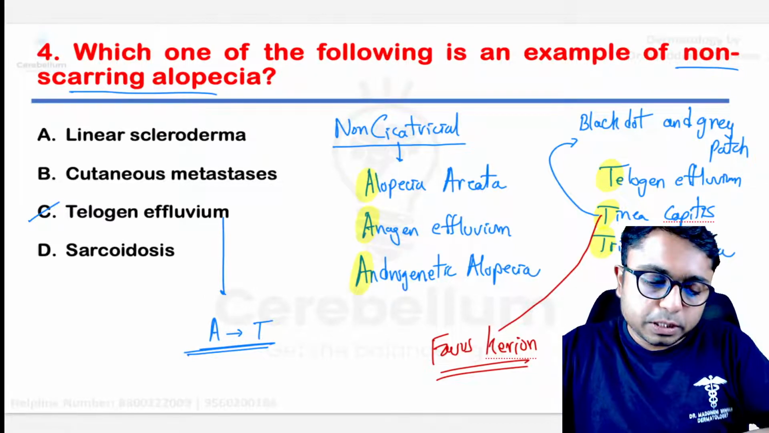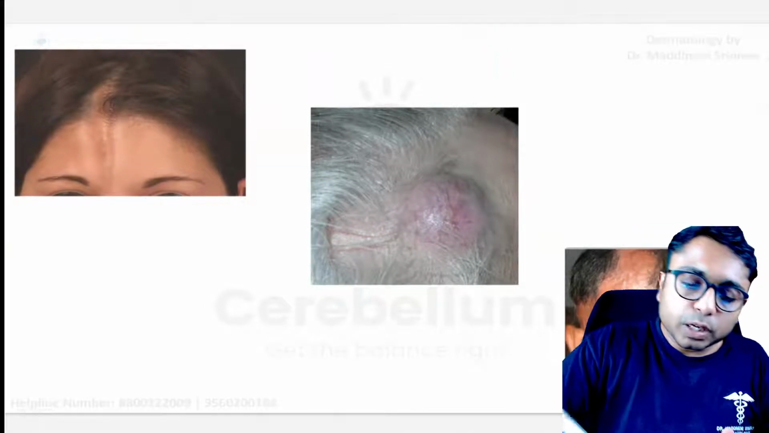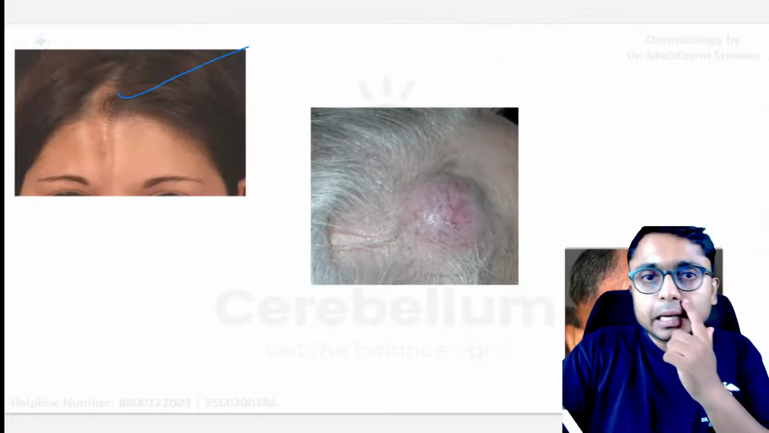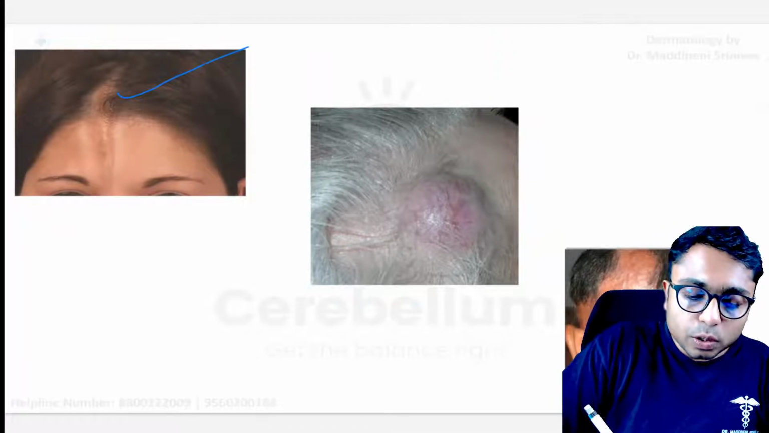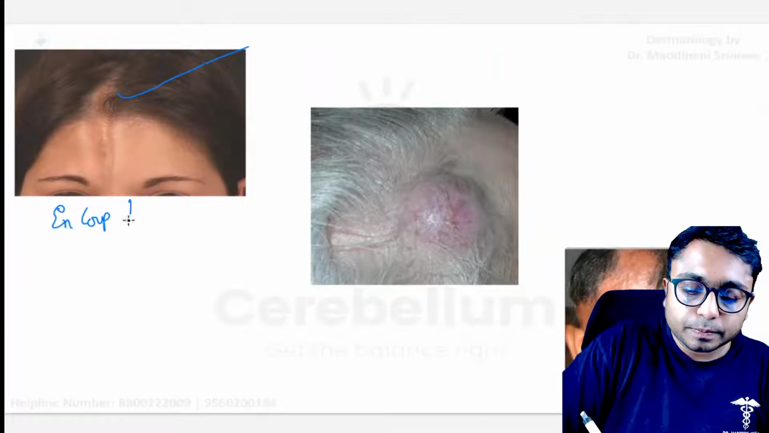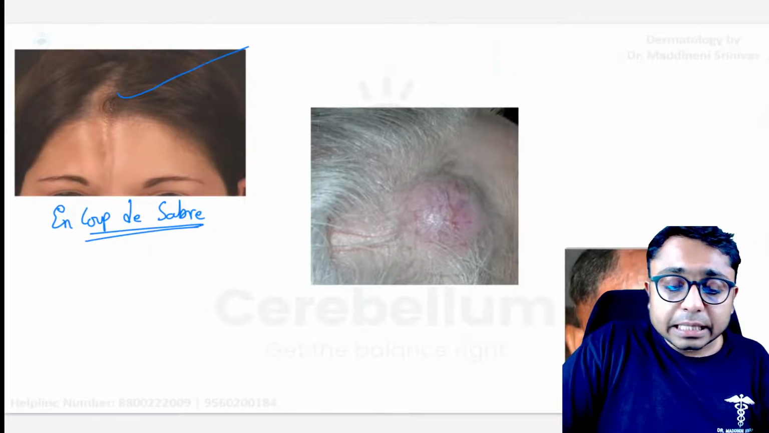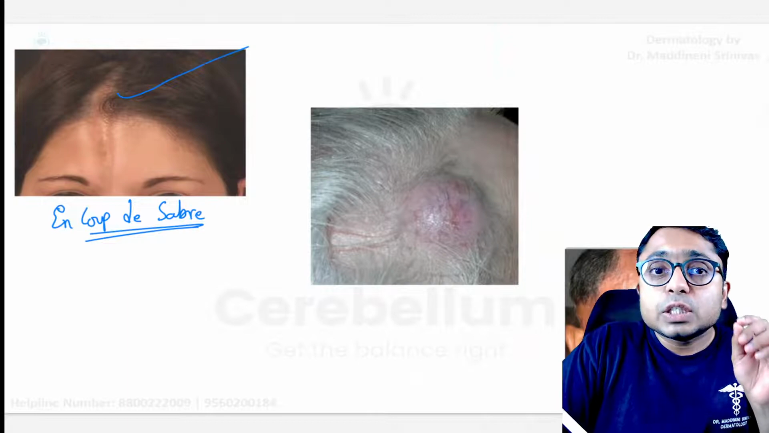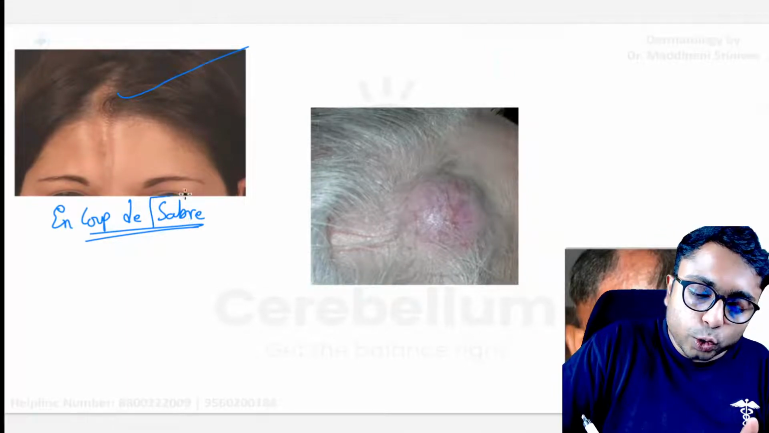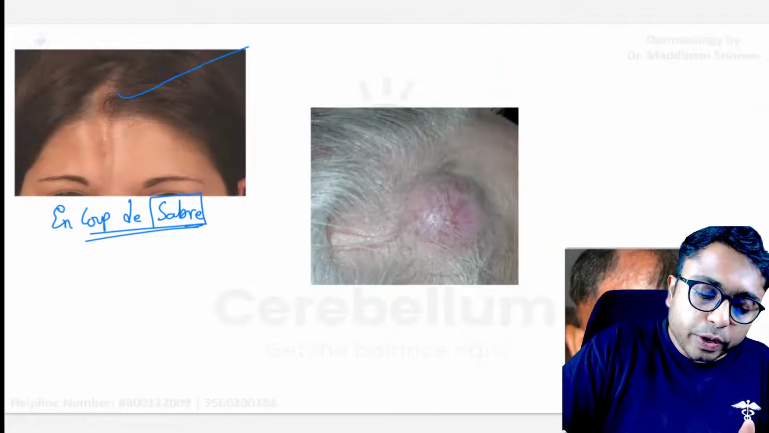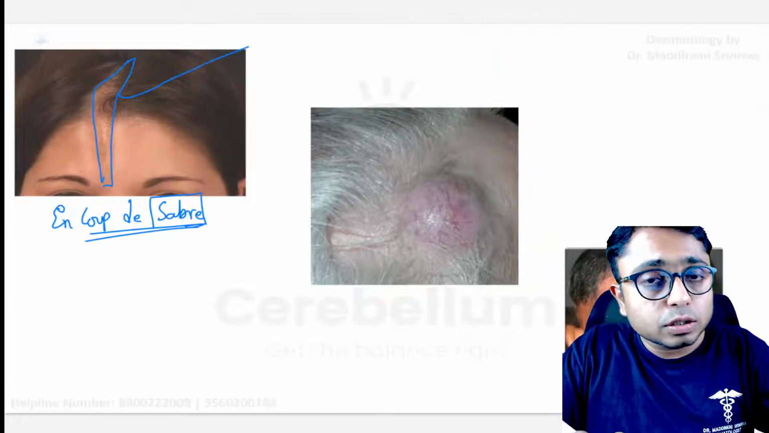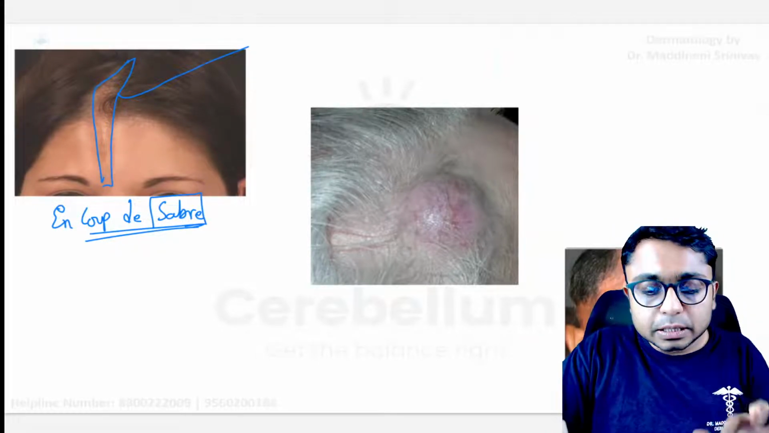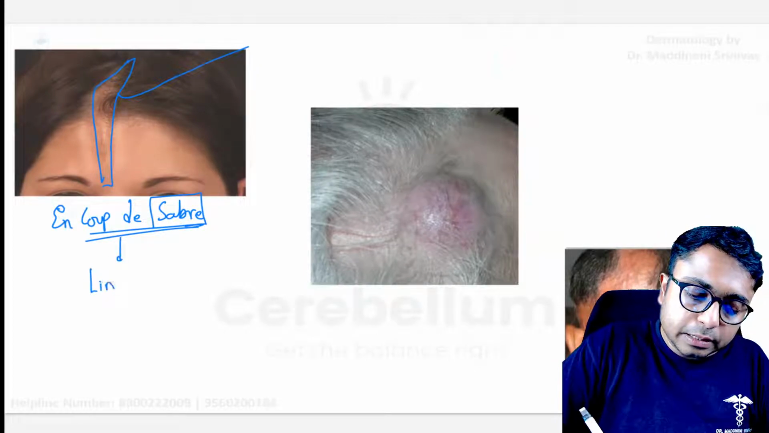So coming to other options, let me just show you images of them. Linear scleroderma, you can remember, is also called En coup de sabre, where it appears as if someone has struck the scalp and the face with a sword. That is the reason why it is called En coup de sabre. Sabre is sword. So you are able to see here the depression present over the forehead, and also there is a loss of hair which is permanent in nature. This is an example of linear scleroderma.